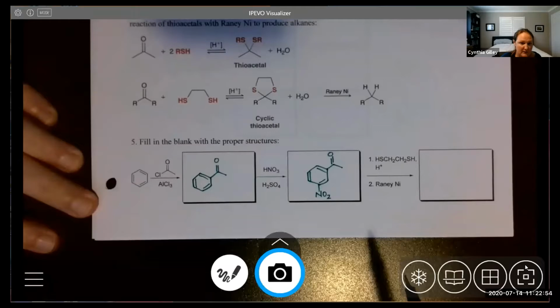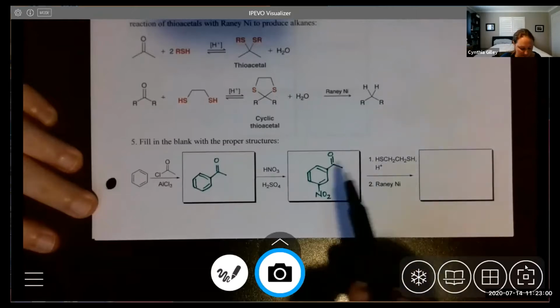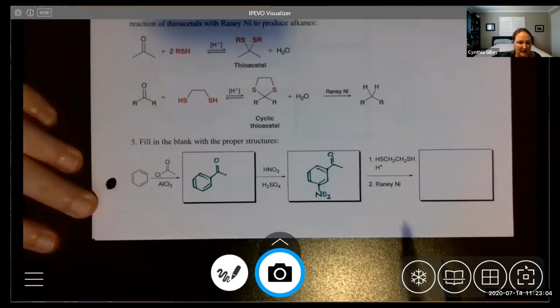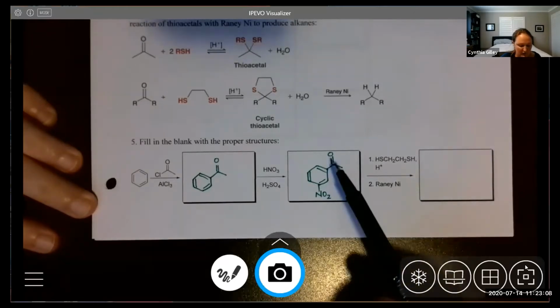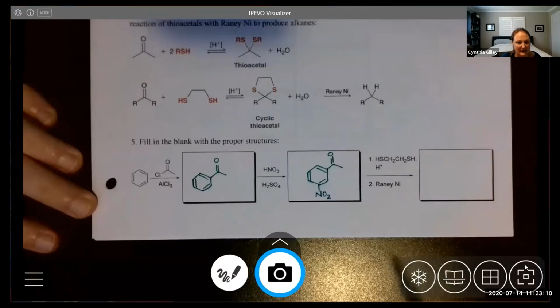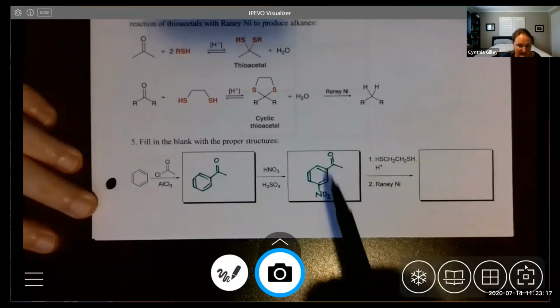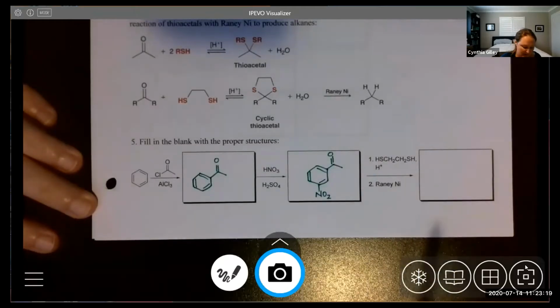So if we had wanted to reduce both, we could use zinc or zinc mercury amalgam in HCl, and that would reduce both of those. But what if we only wanted to reduce the carbonyl? Remember that the zinc reduction will reduce both if they're present, so it's not selective. But this is selective. You could selectively use this to reduce a carbonyl in the presence of a nitro group.